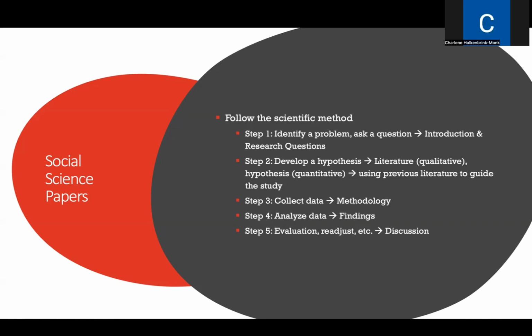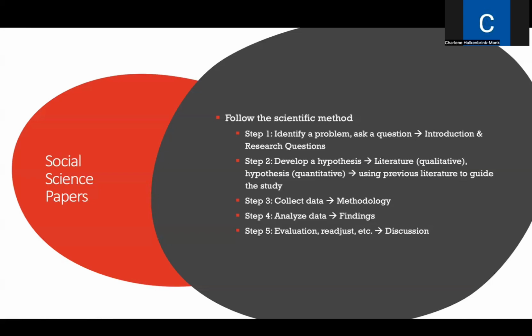Then you collect your data, and that is the methodology section of a paper. And you'll see that there's a big alignment between step 3 of the scientific method and the methodology. You've collected your data, and in the methodology is the process where you explain in detail how you collected that data. Then you analyze your data, and that's your findings section, right? That's where you've taken your data, you analyze it, and you have now these analytical ideas and themes laid out. Then you evaluate it and you readjust accordingly.